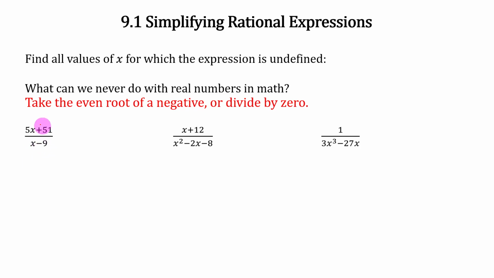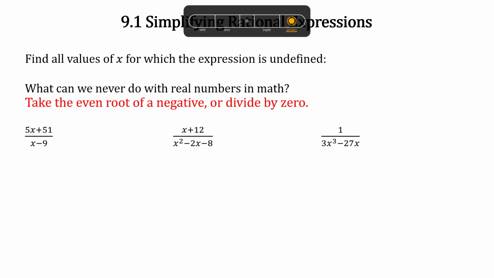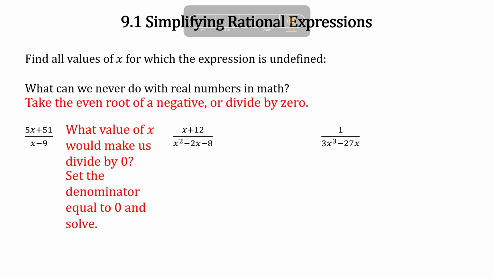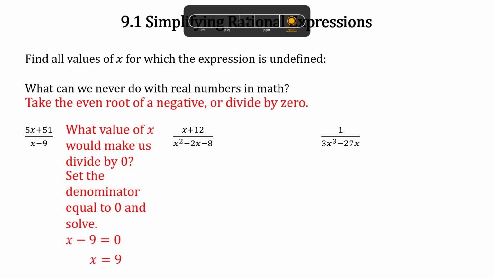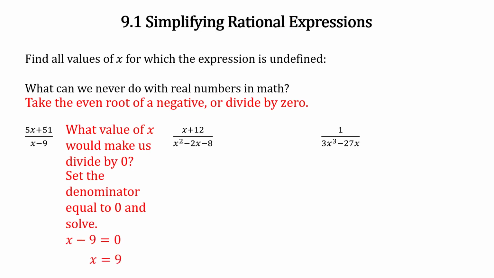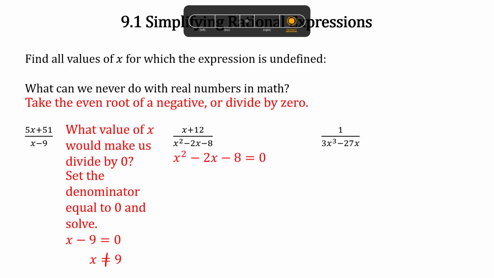So what values would make this one undefined? Well, of course, what value of x would make us divide by 0? Set the denominator equal to 0 and solve. So x equal to 9 would make this undefined. Usually we say for this function, x cannot equal 9. Delta Math is just saying for which values of x is it undefined, so that's why they're saying x equals 9. So all we're going to do is take the denominator, set it equal to 0, and solve.